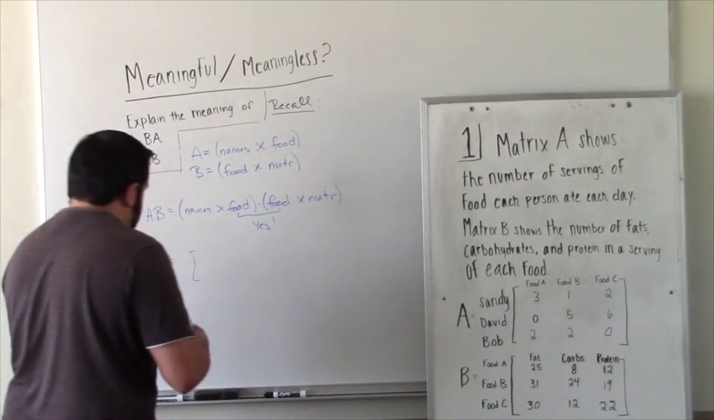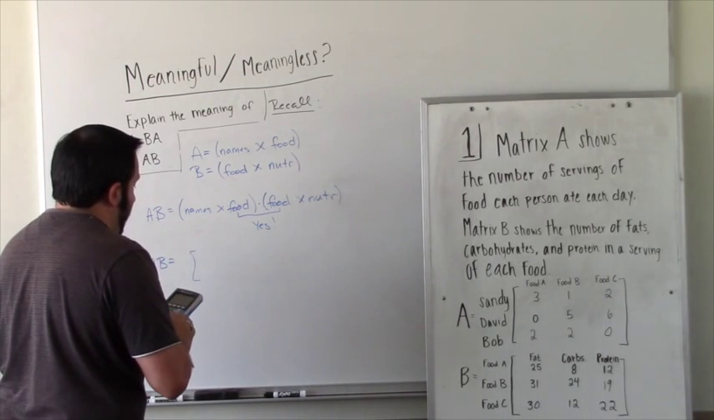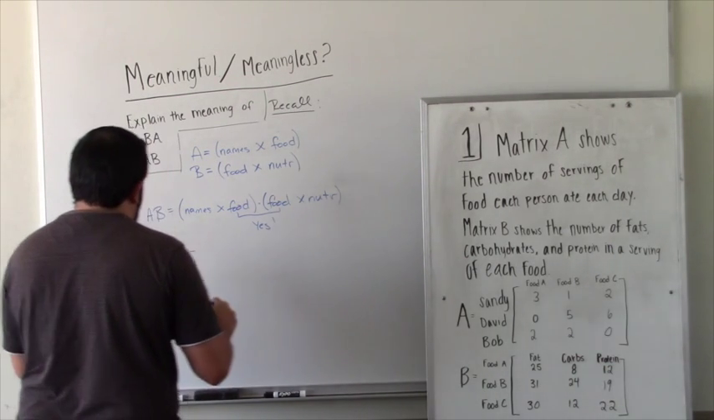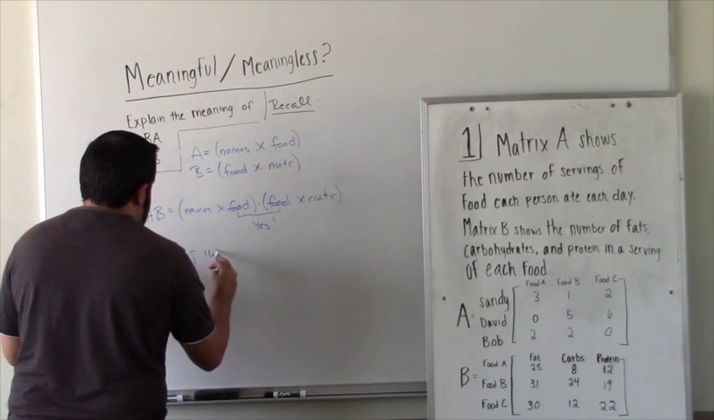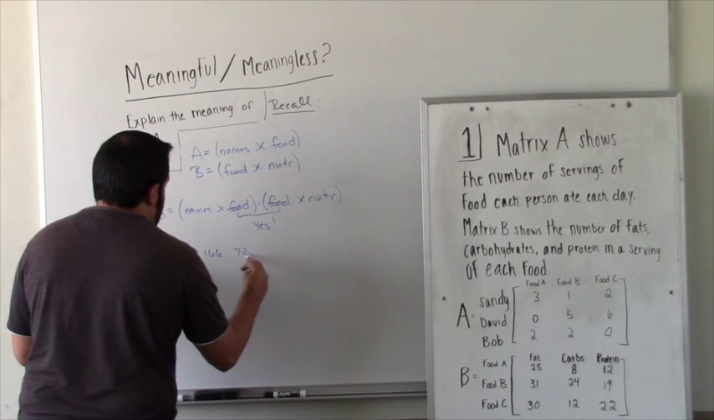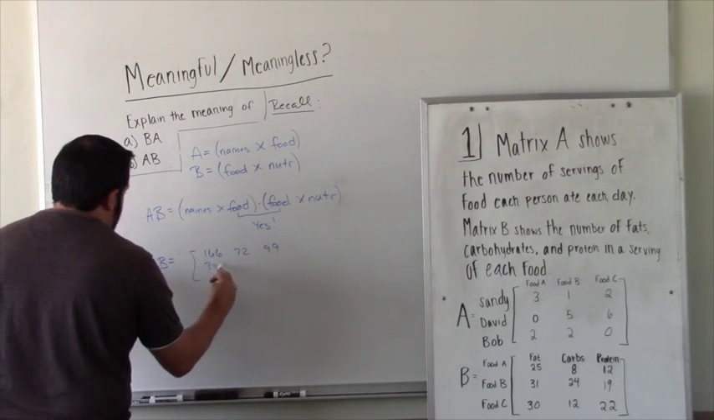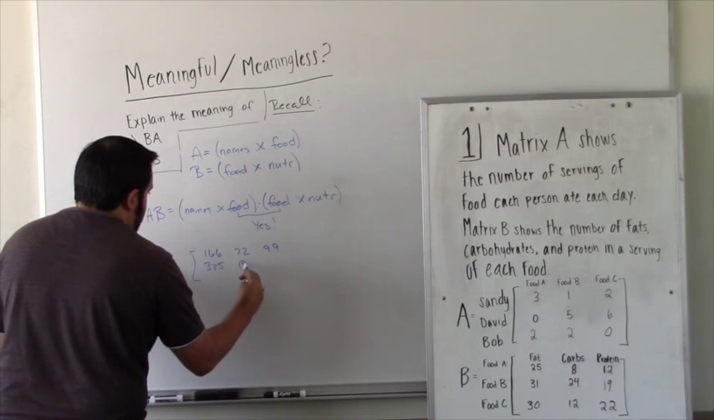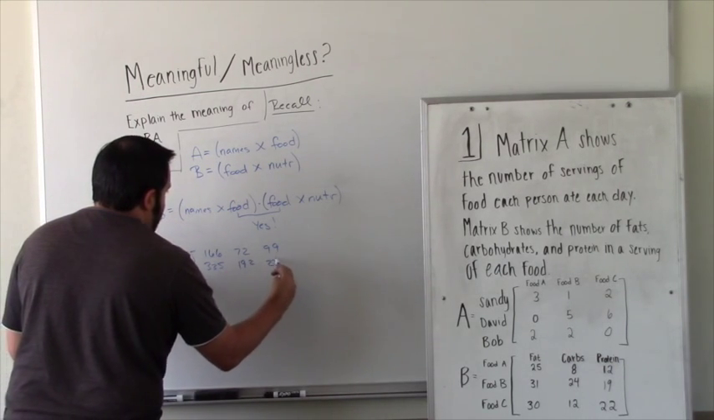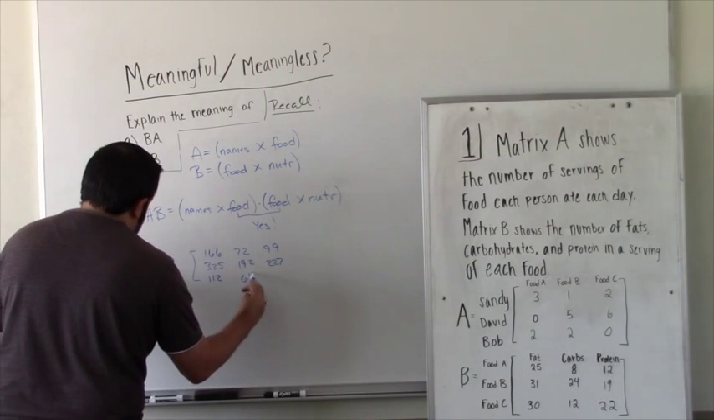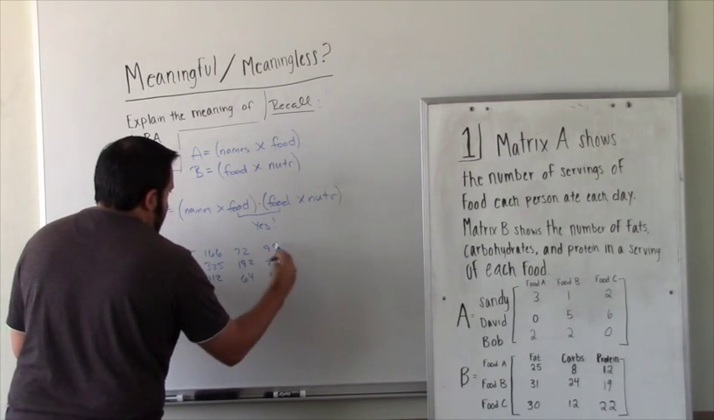Coming over to our calculator, I already entered A and B, just to save on time. So A times B, I'm going to end up getting 166, 72.99. Then I'm going to get 335, 192, and 227. Then we're going to get 112, 64, and 62.